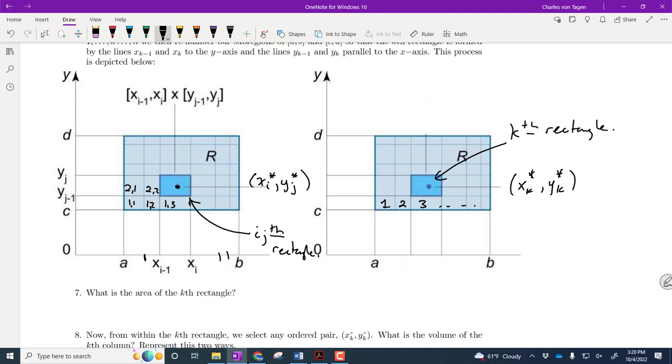Why is it x of i star, like in the first picture? Well, look at how the subscripts are labeled here, because this rectangle right here is in the second.